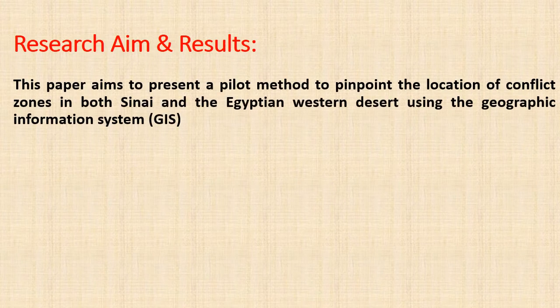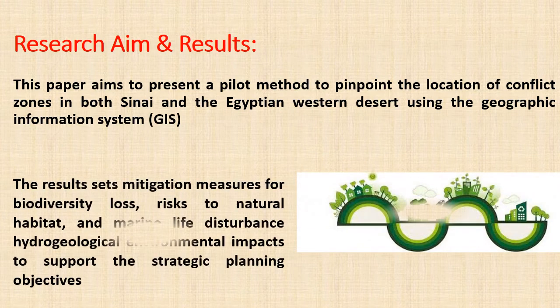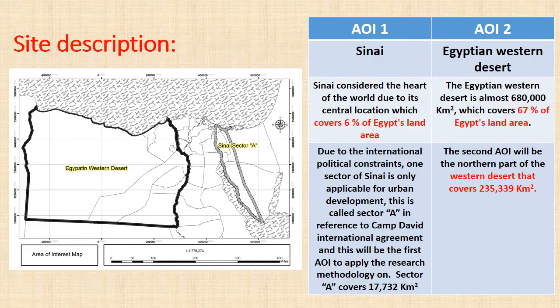Now, reaching the research aim and result, the paper aims to present a pilot method to pinpoint the location of a conflict zone in both Sinai and the Egyptian Western Desert using Geographic Information System (GIS) as a tool. The results set a mitigation measure for biodiversity loss, risks to natural habitat, marine life disturbance, and hydrogeological environmental impact to support the strategic planning objectives.